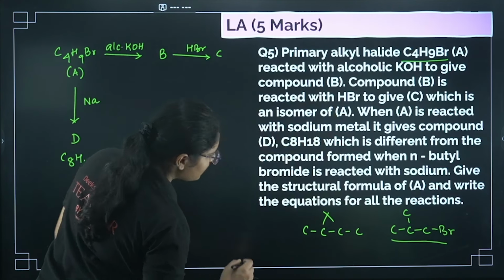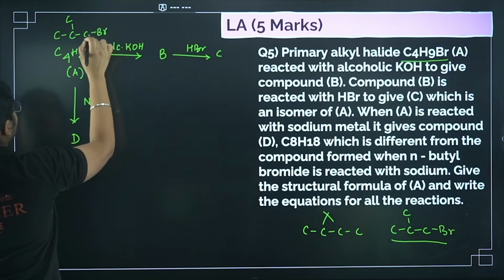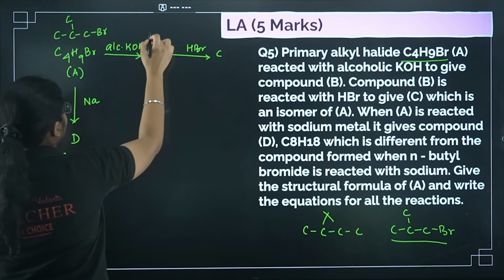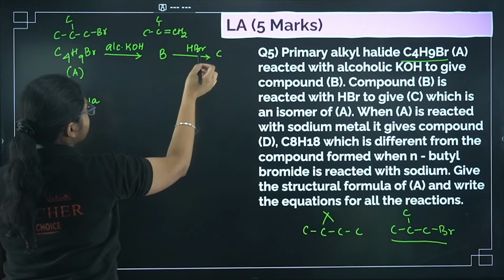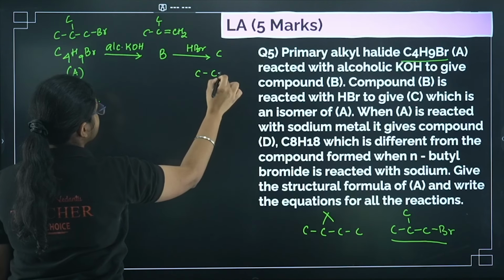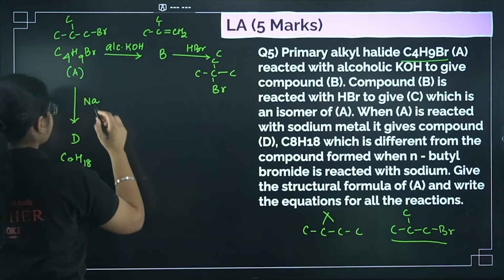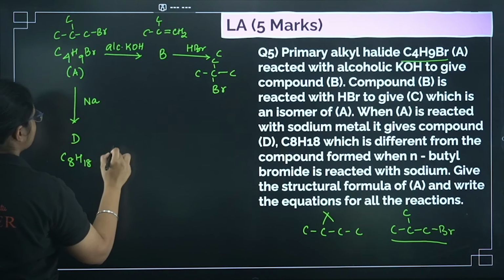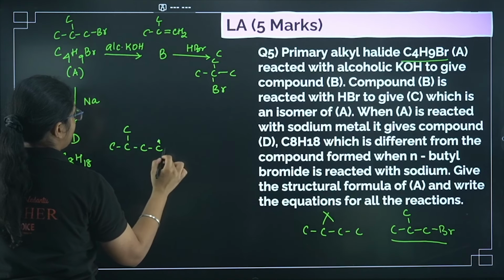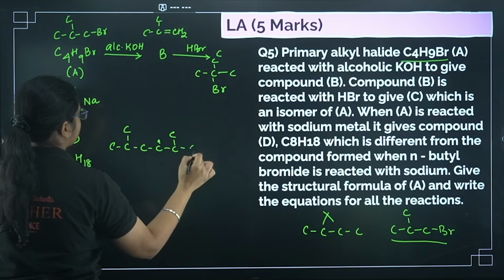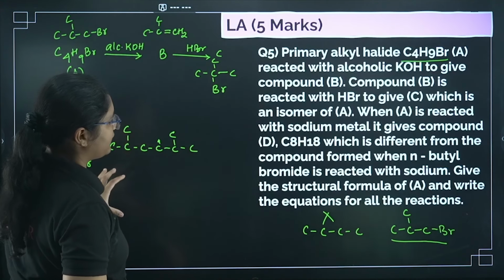So I can write down this one. Here there is Br and here there is H, so with alcoholic KOH we have this one. Now with HBr, bromine will be added, so we have this one. Next, when this one reacts with sodium in dry ether, you will get a compound like this. This is 4 carbon and we have this one. Here you can see the different products that I'll get, so I'll write down the names of all of them.